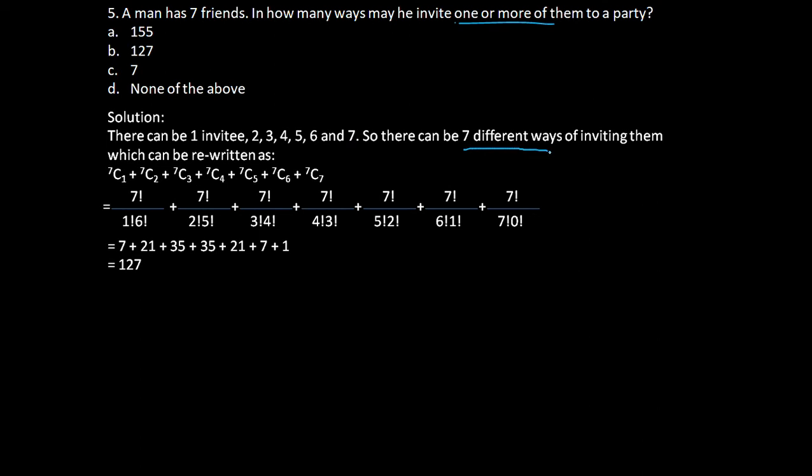So there can be 7 different ways of inviting them, which can be rewritten as এই যে এখানে ইকুয়েশনটা দেখো, 7c1 যখন সে একজনকে ডাকছে, 7c2 যখন সে দুজনকে ডাকছে, 7c3 তিনজনকে, 7c4 চারজনকে, 7c5 পাঁচজনকে, 7c6 ছজনকে, 7c7 সাতজনকে. Now if you expand all of this and make an addition, you are going to get something like this. Then when you solve it, you get 7 plus 21 plus 35 plus 35 plus 21 plus 7 plus 1, and we get the answer as 127. So we know that the solution to this numerical is option B, 127. Let us move to the next numerical.